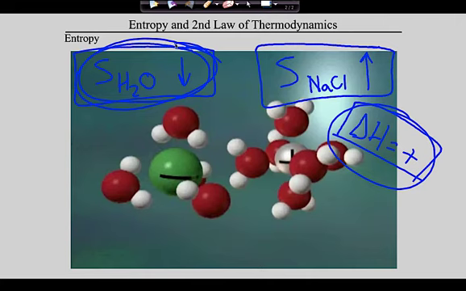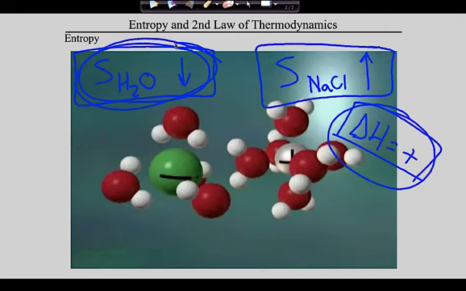Not in a way that we're going to make sense of. You'll never be given a substance and be asked, what will the entropy of this substance be? And there's a lot of factors that play into it. Intermolecular forces, polarity, size, temperature, mass, all sorts of things. You won't be put in that position. Okay, so guys, do you understand the idea?